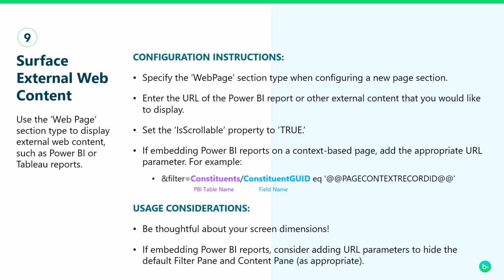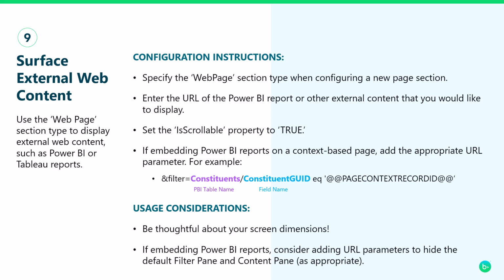So here we have the configuration instructions of how to take advantage of the external web page section type. It's added from within a new page section. A couple of things to be mindful of. There's an is scrollable property. You probably want that set to true. If you're embedding Power BI reports or anything where you want to take advantage of that context-based behavior that I was describing, you need to pass the URL at the point that is appropriate in the URL of the option that you're using.